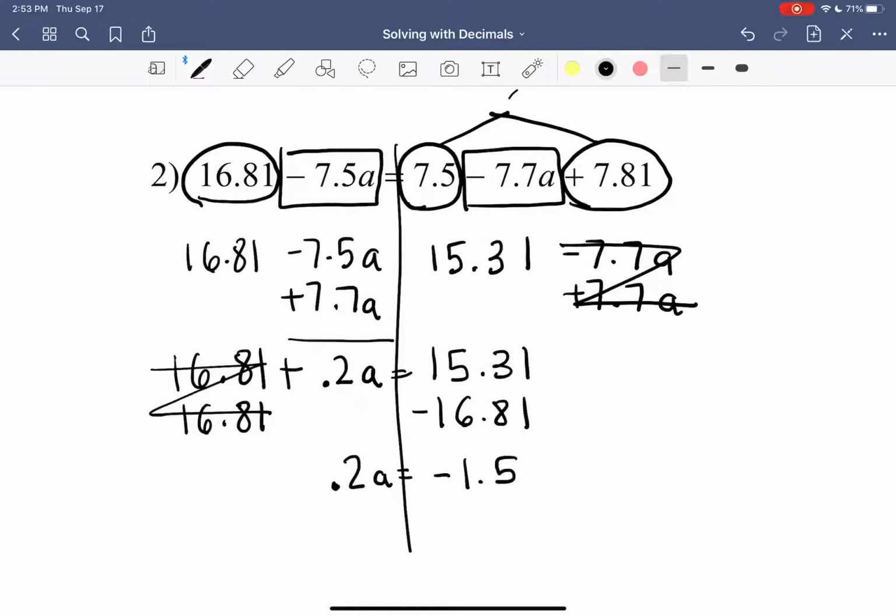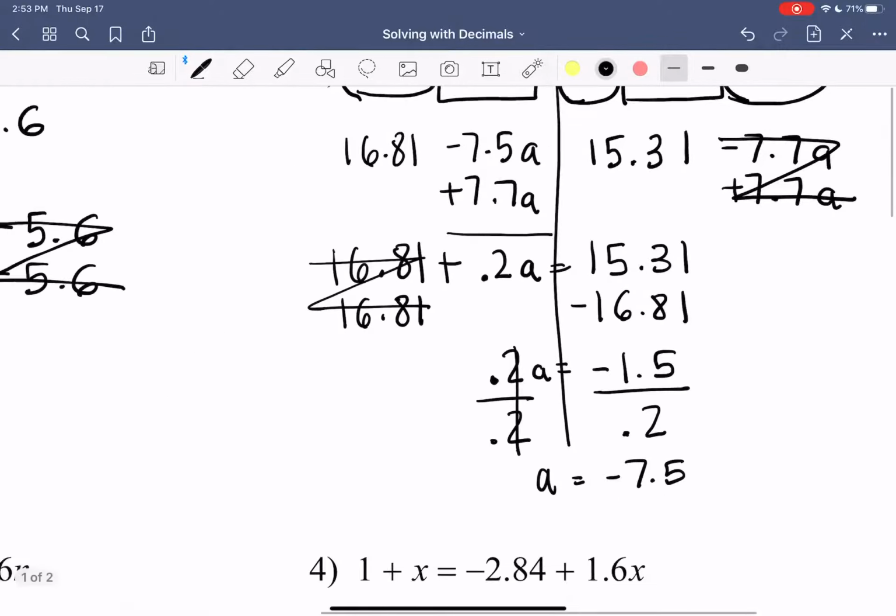And our last step is to divide by our coefficient, which is 0.2. The coefficient is the number in front of the variable. So this becomes 1, and we're left with a equals negative 1.5 divided by 0.2, which is a negative 7.5. All right, so we're going to go down to number 3.